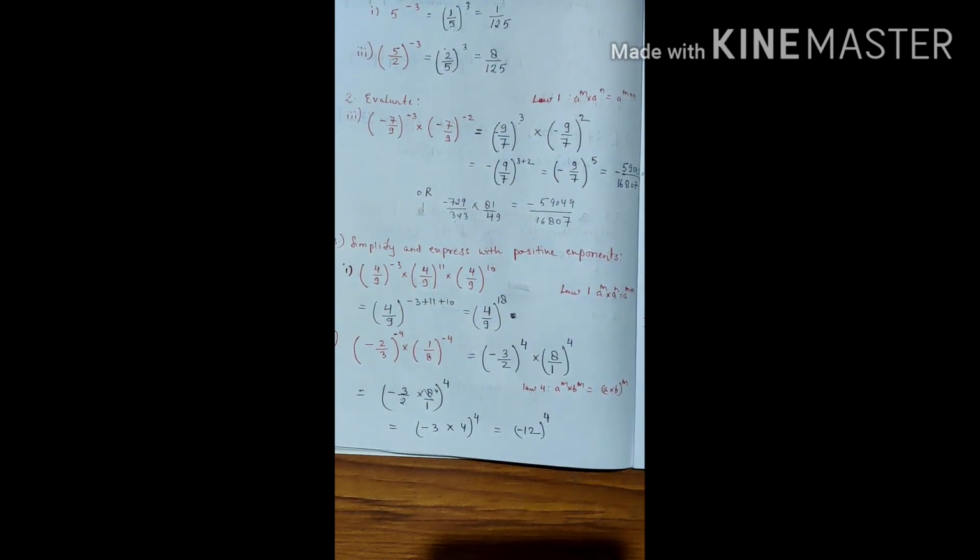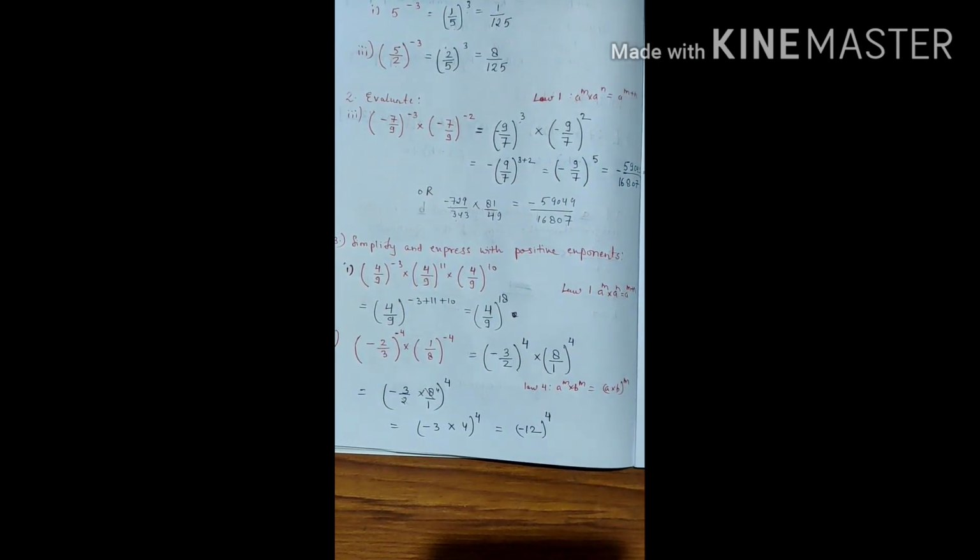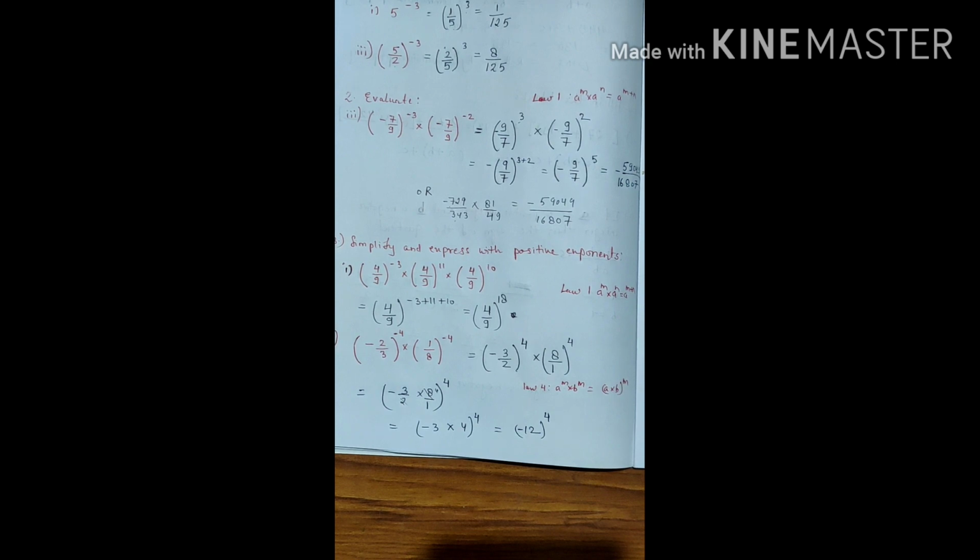Now we will see question number 3. It says simplify and express with positive exponents. Exponent means your power, so we have to show the power in positive form. We will see the first part of this. It says 4 by 9 raised to the power of minus 3 into 4 by 9 raised to the power of 11 and 4 by 9 raised to the power of 10.